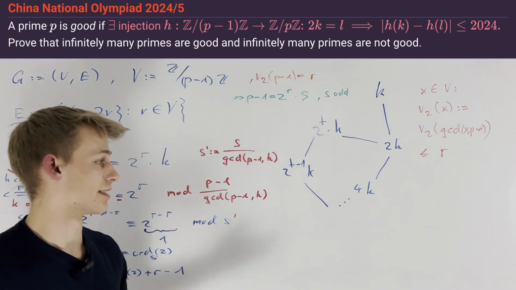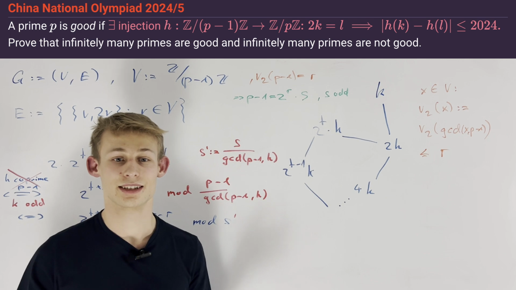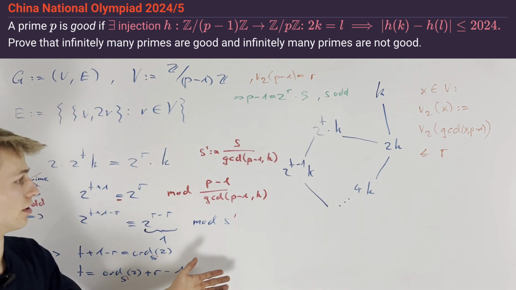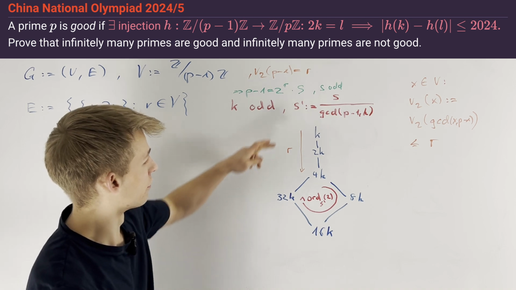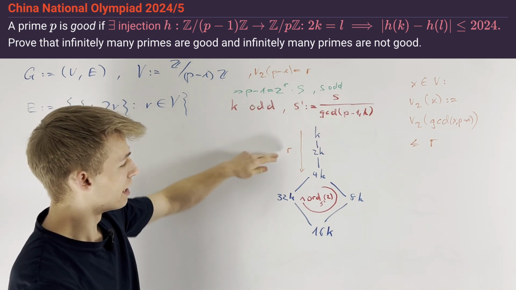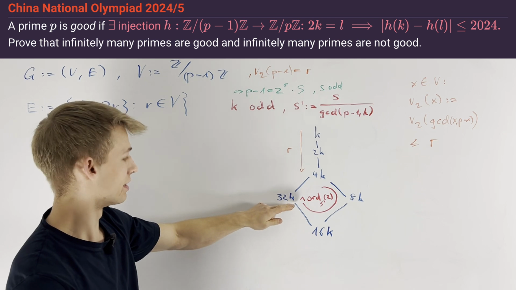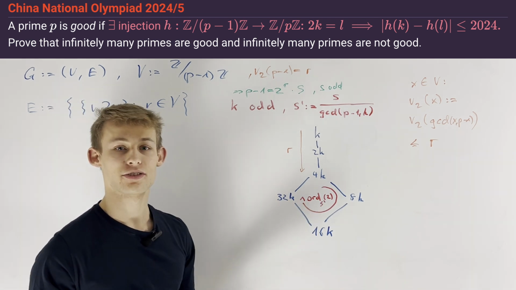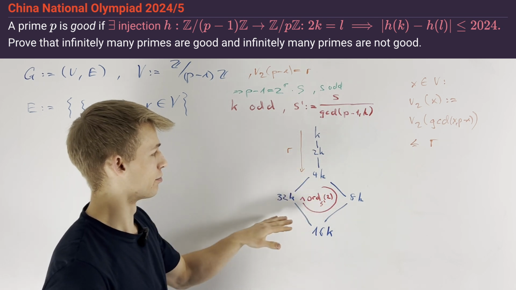We now understand the cycling behavior of our graph, and it is left to fully characterize our graph, which I want to do now. As we figured out, the length of the path here from an odd number to the circle is equal to r, and the length of the circle is then the order of 2 modulo s prime. Let's try to understand the rest of this connected component here.